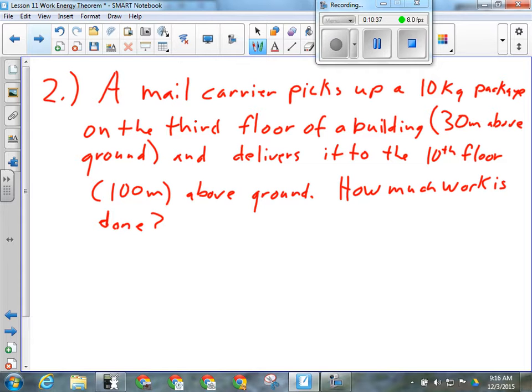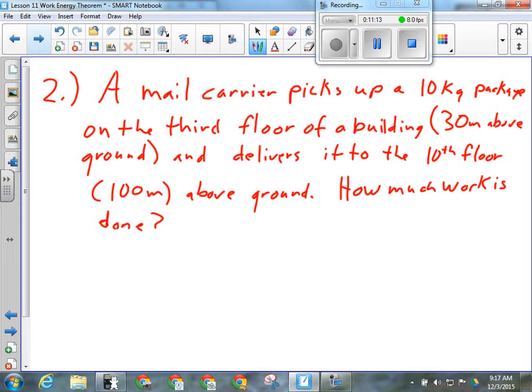All right, so a mail carrier picks up a 10-kilogram package on the 3rd floor of a building where they are 30 meters above the ground. And they deliver it to the 10th floor that is 100 meters above the ground. Okay, how much work is done? All right, is there any mention of a change in speed in this question? Okay, what kind of energy is changing in this question? Potential energy. Do they ask me to calculate either force or distance? Do they give me either one of those?